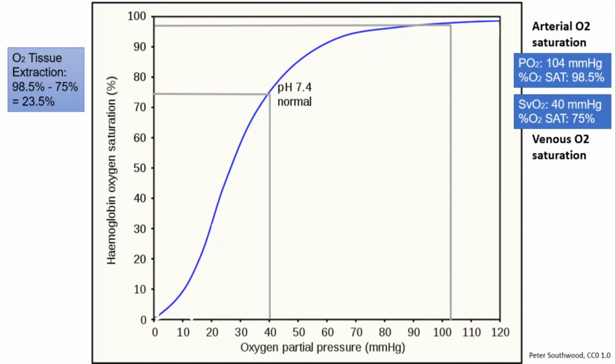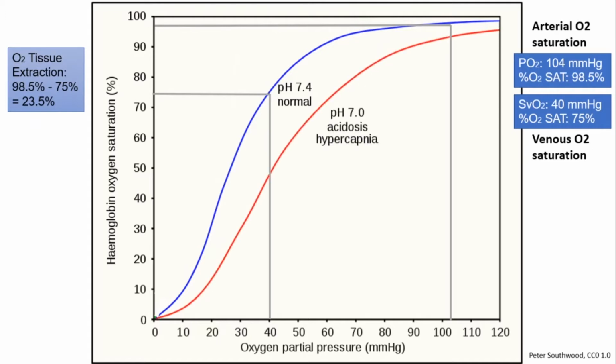Now let's say we have an acidosis in the blood. In this state, the curve will be shifted to the right, as it is resembled here in this diagram by the red curve. So let's see how the oxygen saturation and tissue extraction will be affected in this way.